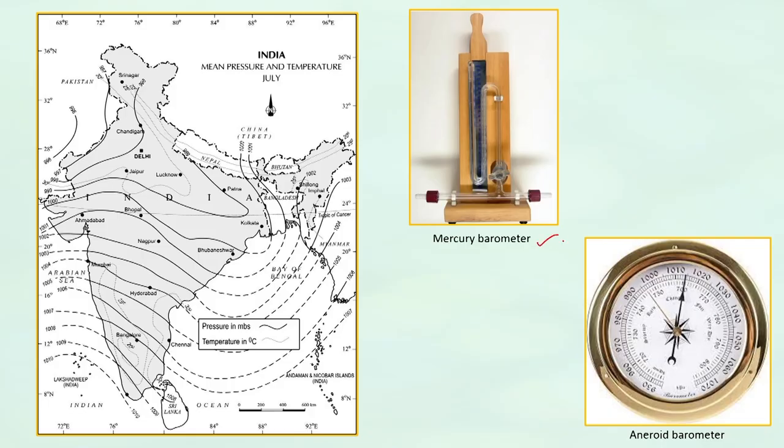All these three types of instruments are used to measure air pressure, we are generally using, right. This is a mercury barometer, and this is an aneroid barometer. Okay. Now, look at the map, see some isolines. There are two types of isoline. One line is thick and another line is like a dash.